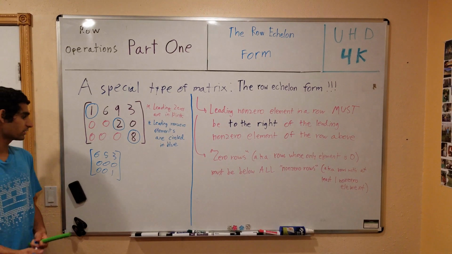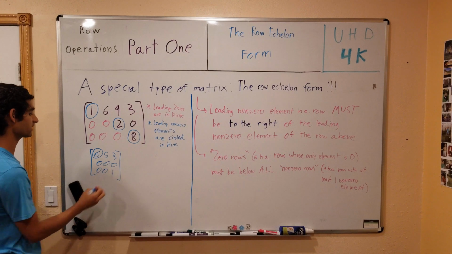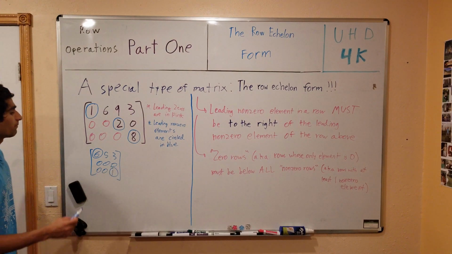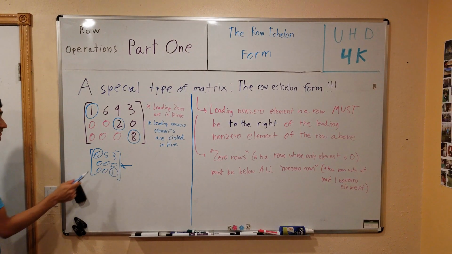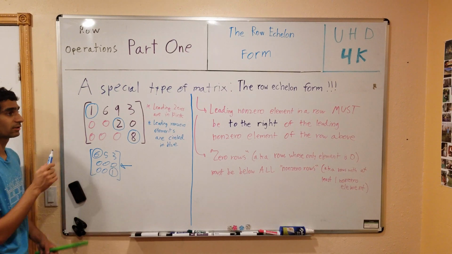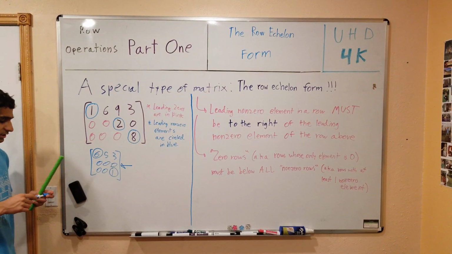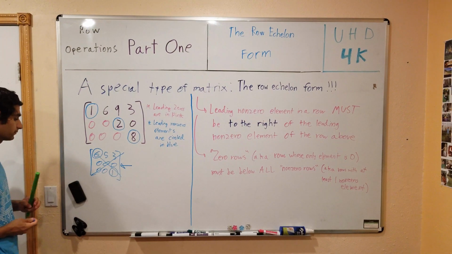This matrix is not in row echelon form. I will circle the leading entries, 6, 1. But look at this row over here. It's a 0 row and it's above a non-zero row. But by definition, all our 0 rows must be below all our non-zero rows. So this matrix is not in row echelon form.